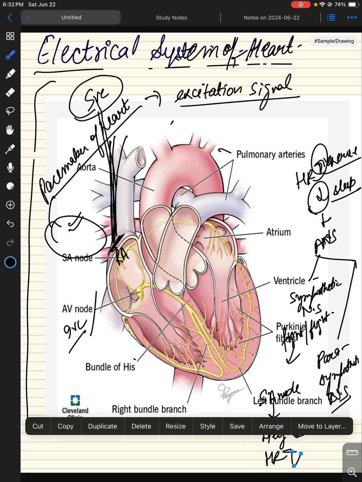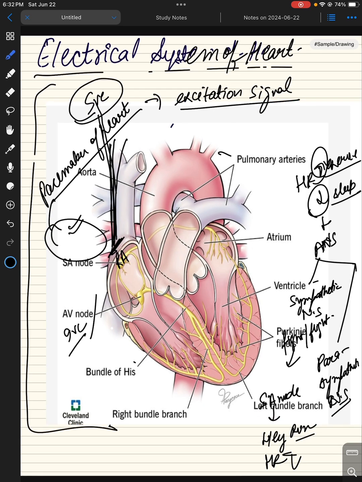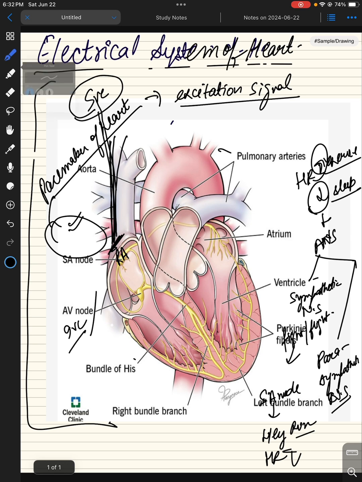Similarly, if we talk about the parasympathetic nervous system, it means rest or digest. Okay, sorry.